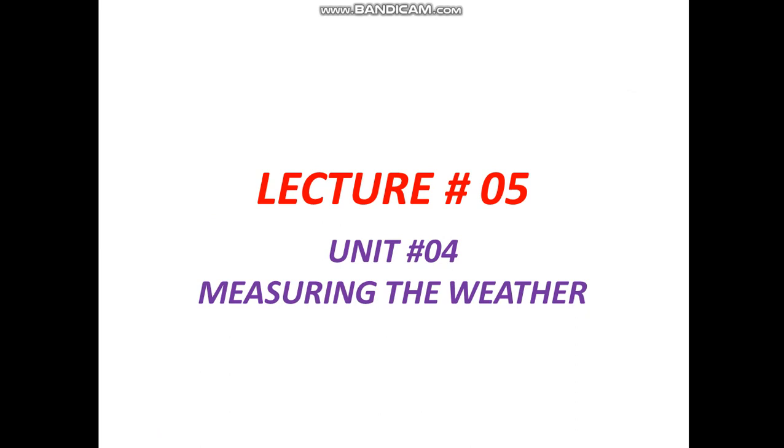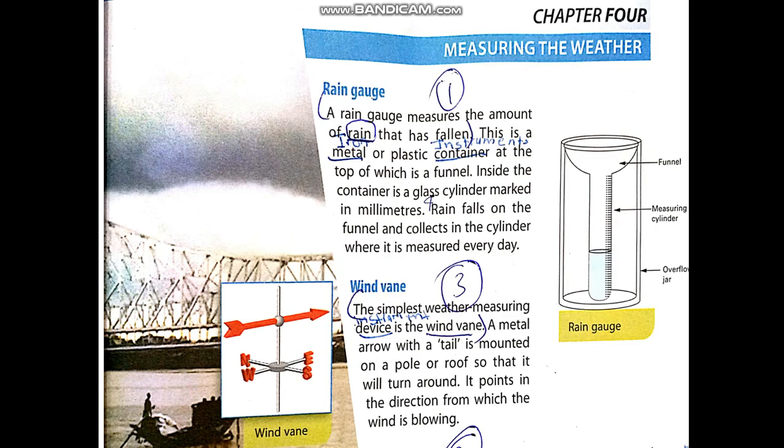Today is my lecture number 5 of unit number 4, measuring the weather. How do we measure the weather? First of all, the rain gauge. A rain gauge is used to measure the amount of rain that has fallen.